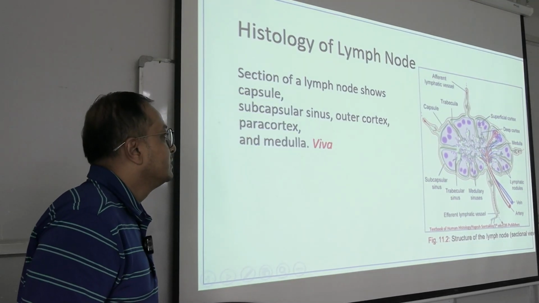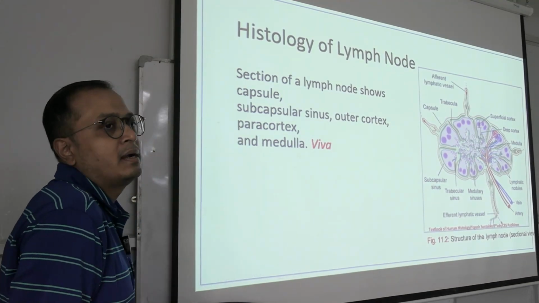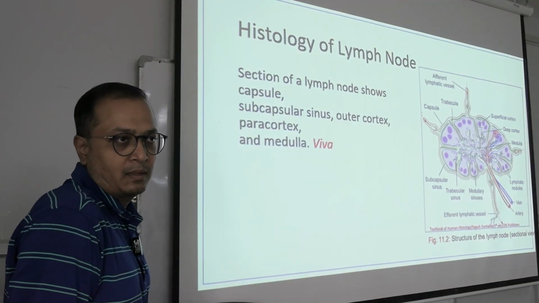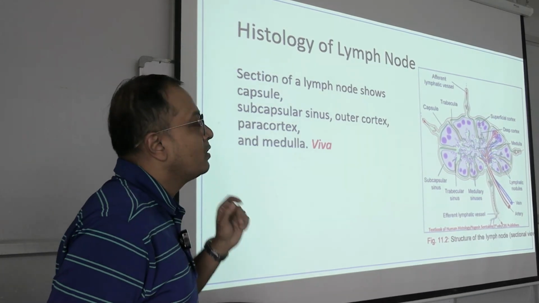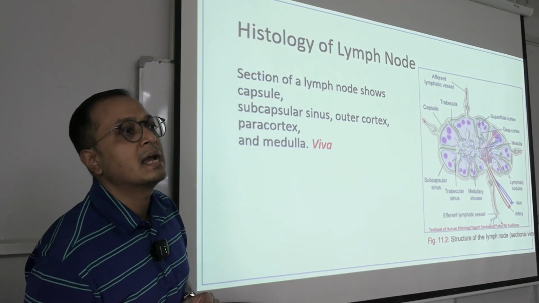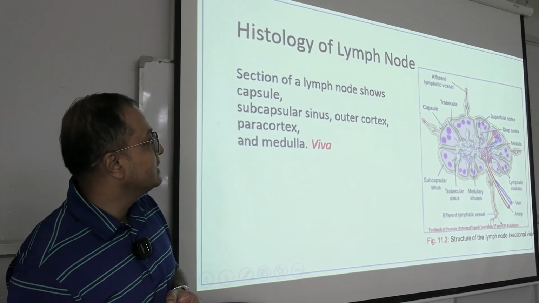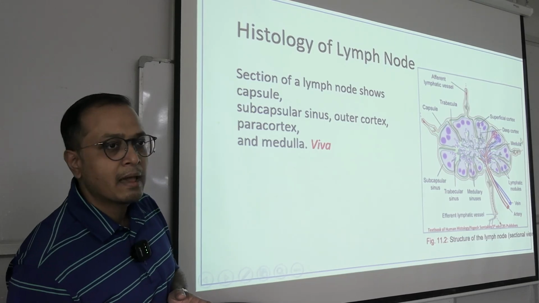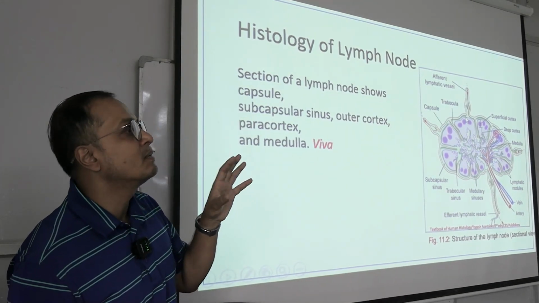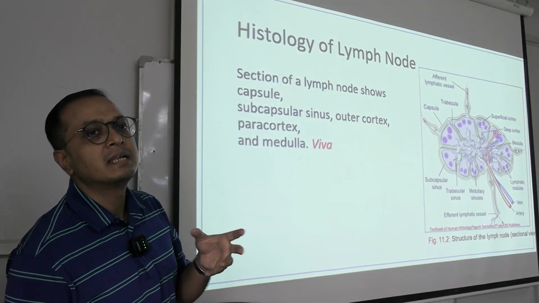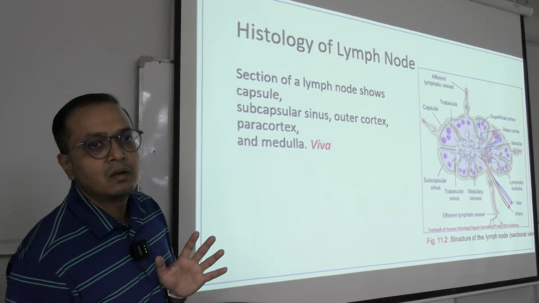Other than this, lymph nodes have one more element, which is space. There are some spaces present within these lymph nodes. We call these spaces sinuses. So whenever you see these lymph nodes, we have the capsule, then the parenchyma, and within the parenchyma, through the capsule, there are some spaces. We call them sinuses or lymphoid sinuses.